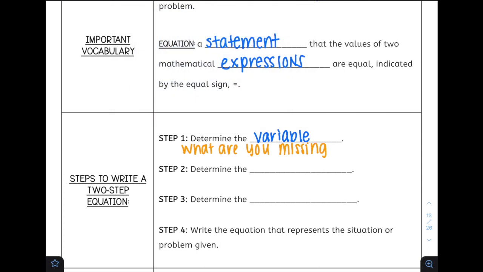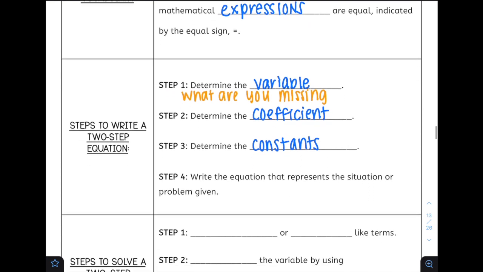Then you're going to determine the coefficient. So what's going to match up with your variable? Usually it's something that's changing. So per month, per day, per year, per week. The third step is to determine the constants. So you might have multiple constant values that go along with your equation. And then step 4, you're going to write out an equation that represents the situation or the problem that's given to you.